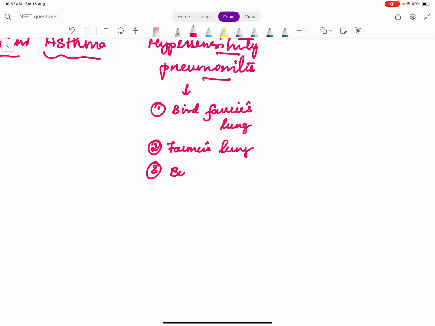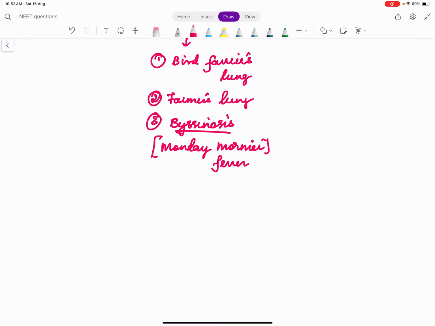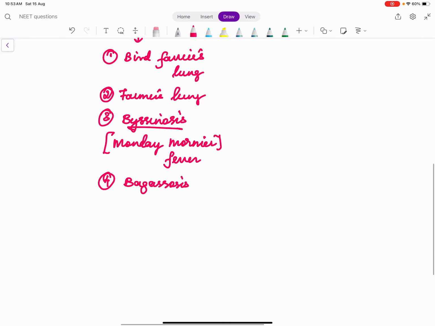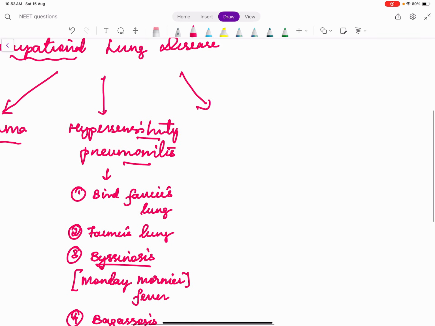We have a famous byssinosis. Byssinosis is also called Monday morning fever. Byssinosis is exposure to cotton dust. So what happens in cotton dust? Cotton dust gets exposed. It causes a hypersensitivity reaction. So they develop a wheeze or a cough-like thing. Similarly, we have bagasosis. Bagasosis is sugarcane dust. Malt factories. So this is hypersensitivity pneumonitis.